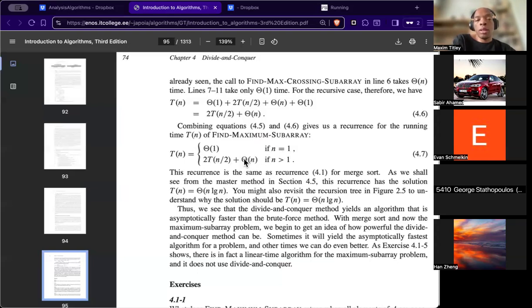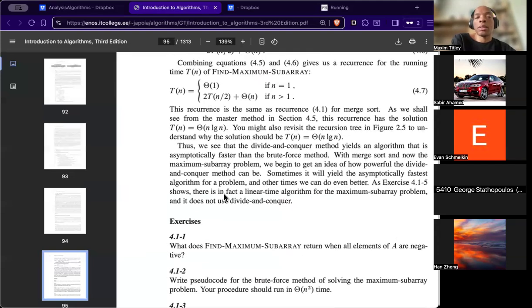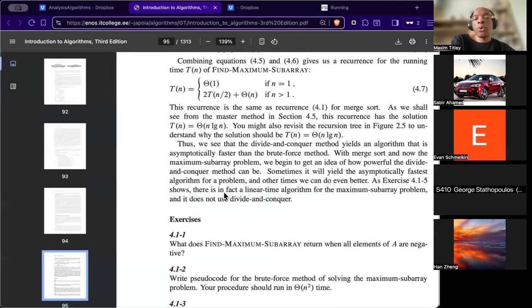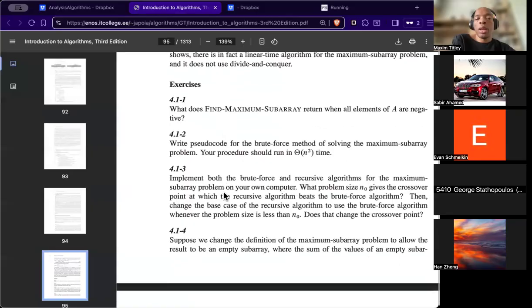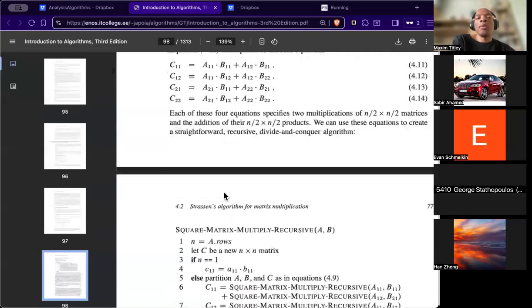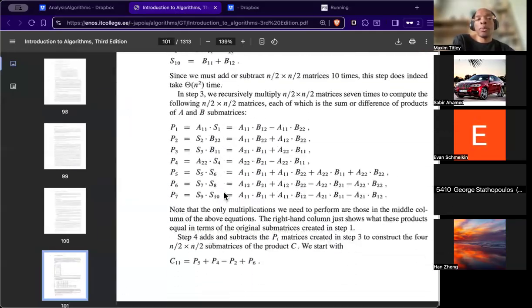So now this is the linear scanning that we did from left to right. And this part was the buildup of those subarrays after we broke things into 2 and we started scanning to see where the endpoints were. Okay, so this recurrence is the same as the recurrence 4.1 for the merge sort, as we shall see from the master method in section 4.5. And that brings us back to where we were. We were talking about the master theorem.